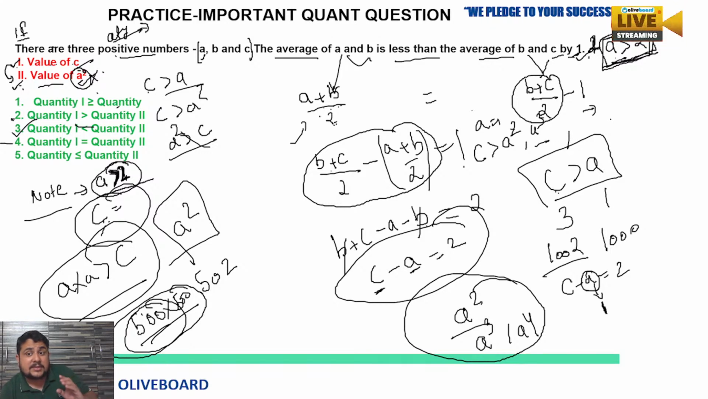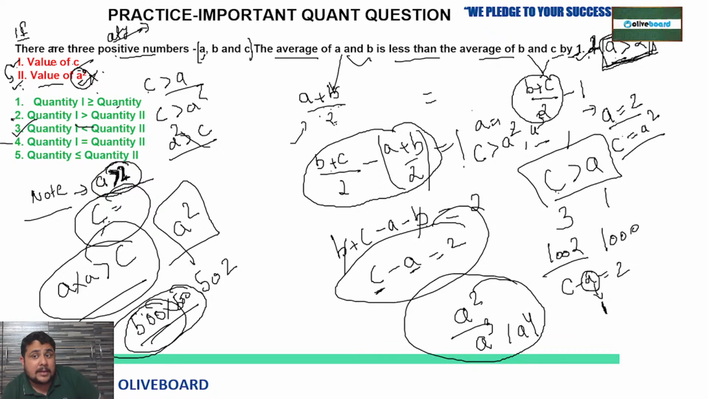But if A is 2, just trying to understand, if A is equal to 2, then what will happen? If A is equal to 2, then C will be 4, because C minus A is equal to 2. So C will be 4 in that case. So A square will be equal to C or not in this case. That's why I put up here that A is greater than 2, not greater than 1 even, greater than 2 also. Okay. So in this case, C will be equal to A square.